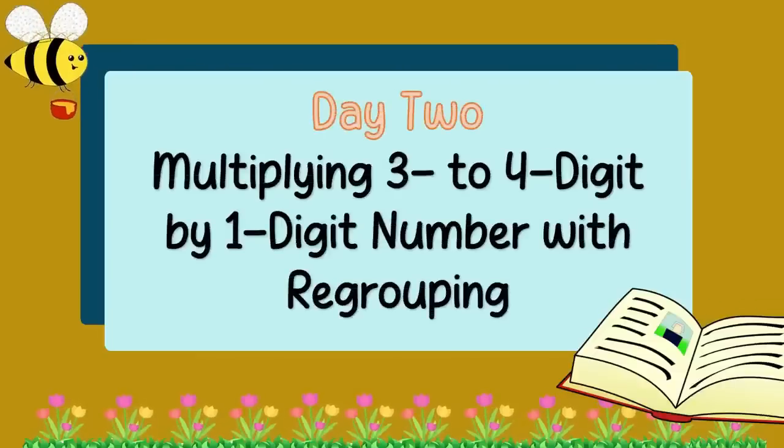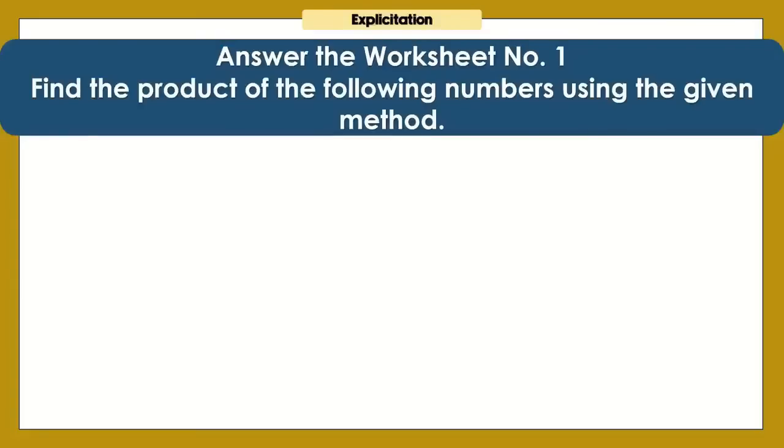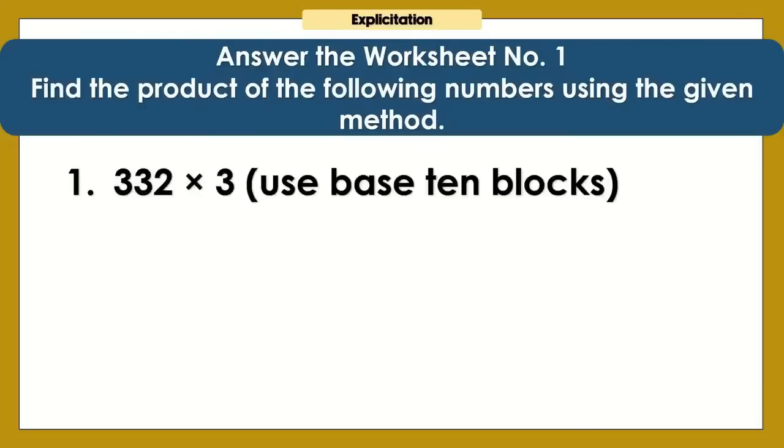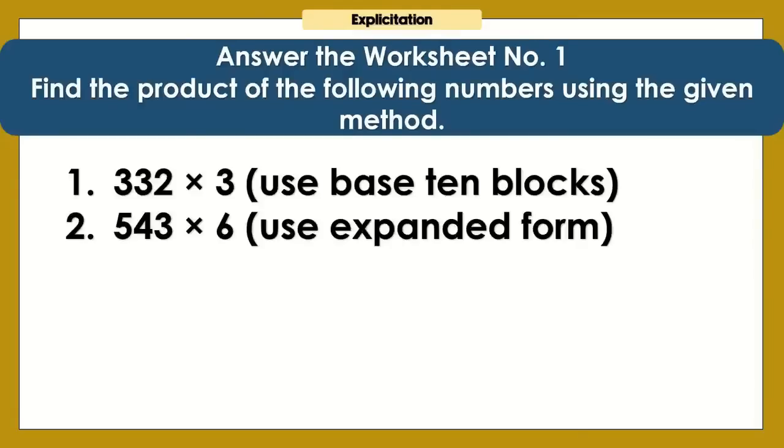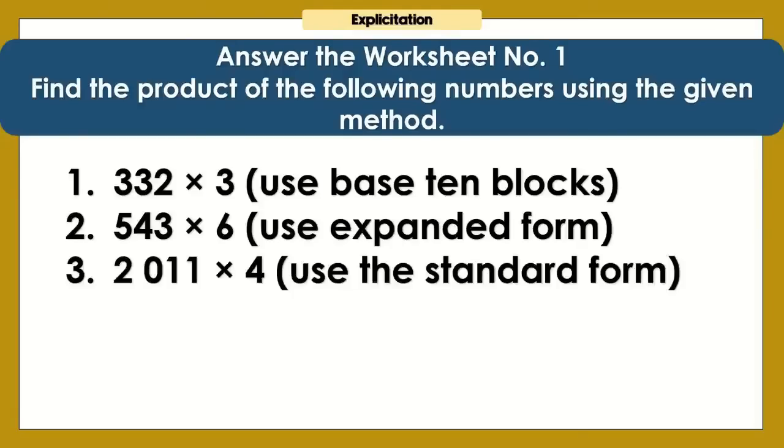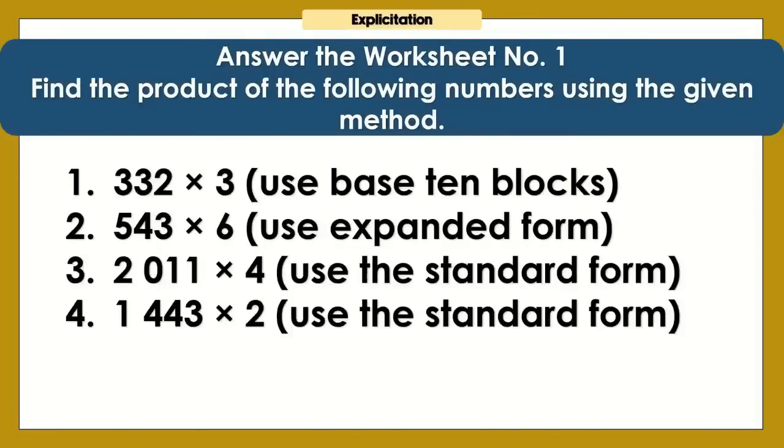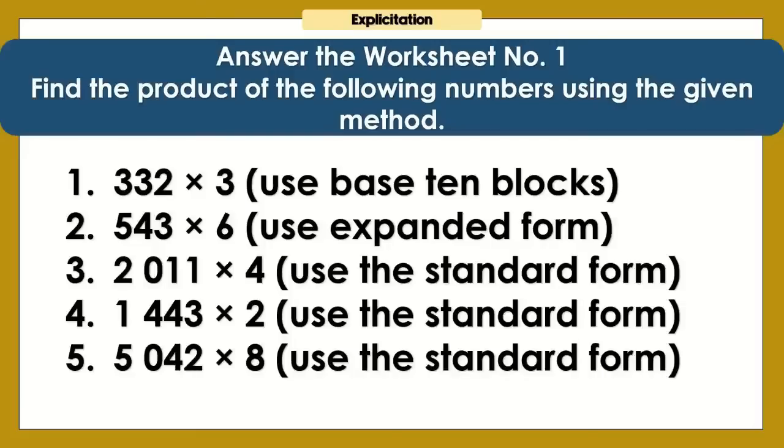For day 2, multiplying 3 to 4 digit by 1 digit number with regrouping. Answer the worksheet number 1. Find the product of the following numbers using the given method. 1. 332 times 3. 543 times 6. 2011 times 4. 1443 times 2. And 5042 times 8.